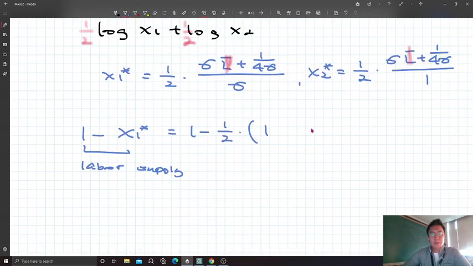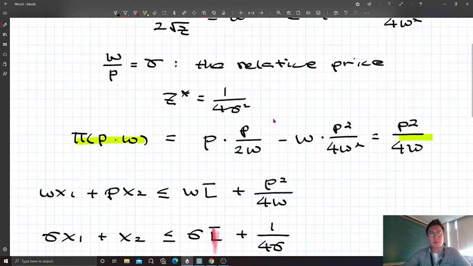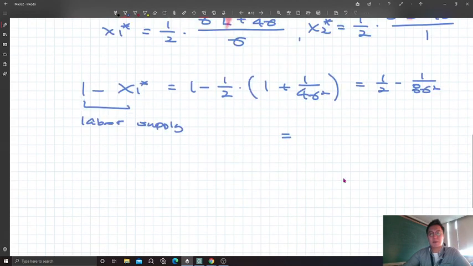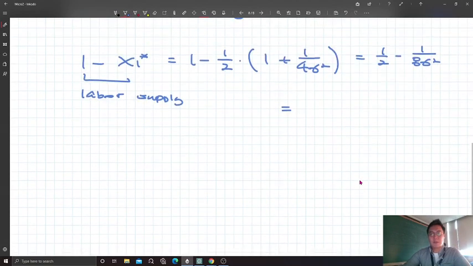1 plus 1 over 4 sigma squared. So 1/2 minus 1 over 8 sigma squared should be equal to the demand for labor. The demand for labor was 1 over 4 sigma squared.